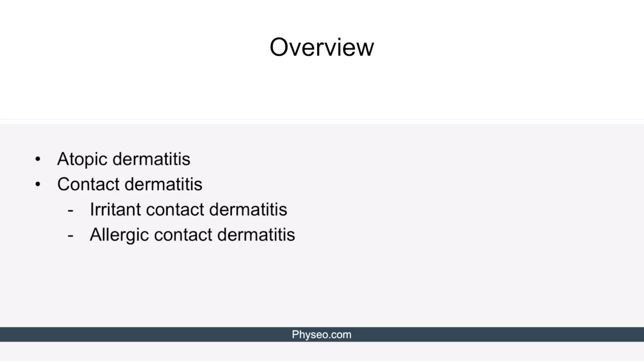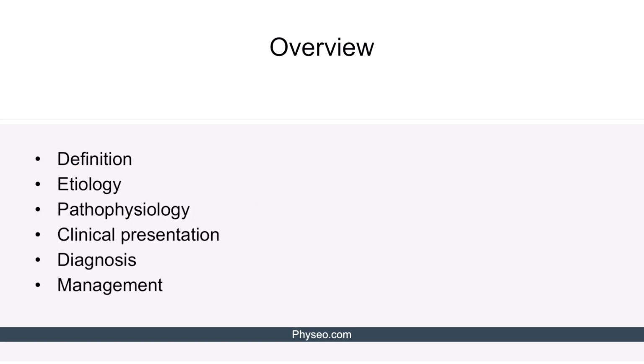Let's get started. In this lecture, we will go through atopic dermatitis, irritant contact dermatitis, and allergic contact dermatitis. We'll start with atopic dermatitis. For each of those types of dermatitis, we're going to cover the definition, etiology, pathophys, how it presents, and the diagnosis and management for each of them. So let's begin with the definition of atopic dermatitis.